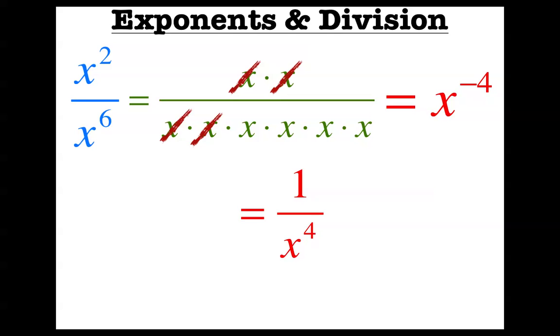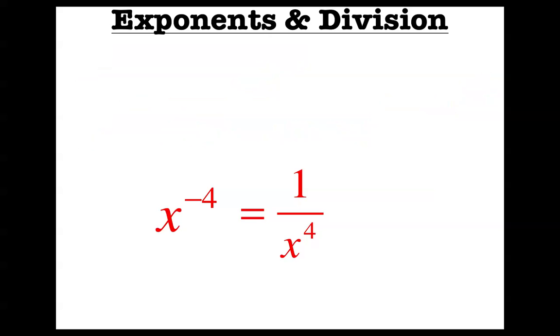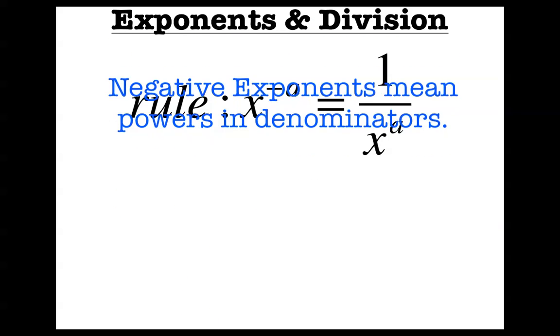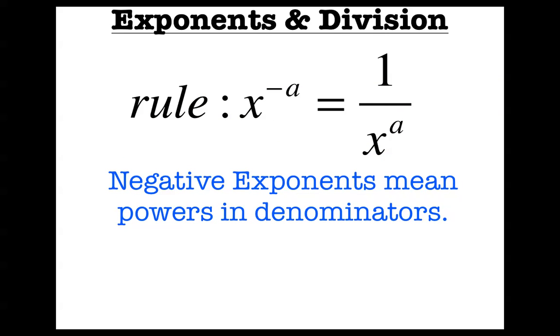So what you might notice here is what came out to x to the negative 4 power also could come out to 1 over x to the 4th power. And that tells us that whenever you have a negative exponent, it means that that power is in the denominator. So you can have negative exponents. It just means that instead of squaring something, you're going to put it in the denominator and then square it.